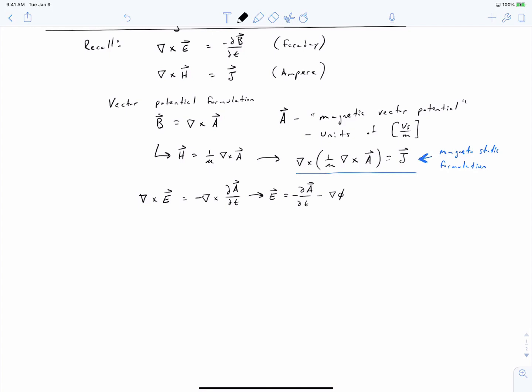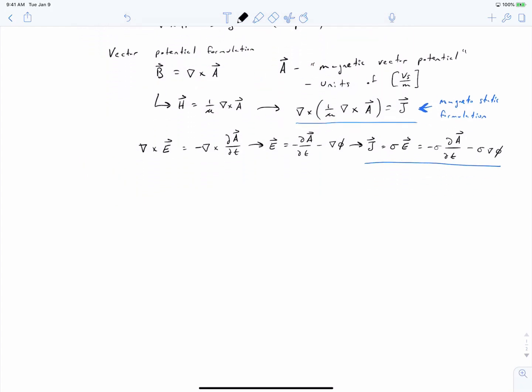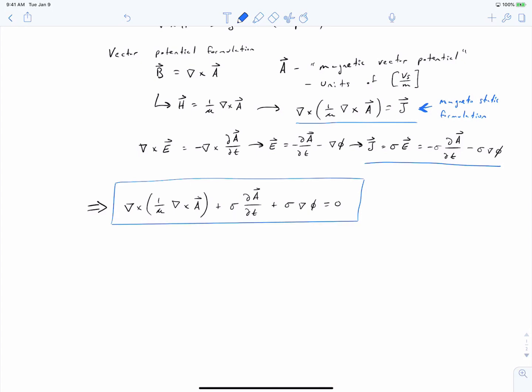So if we take this a step further, we can recall that J, our current density, is equal to our conductivity times our electric field. And we get this expression. So we can plug this into our magnetostatic formulation, and we'll arrive at a complete differential equation that has a time derivative for A. So if we plug both of these equations in together, we get the following expression. And this expression is our general transient vector potential equation that our FEA tool is going to solve for us.